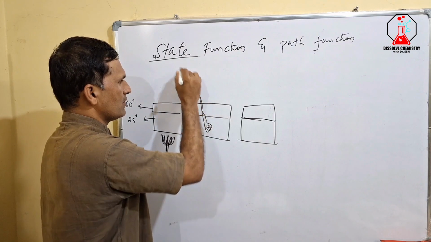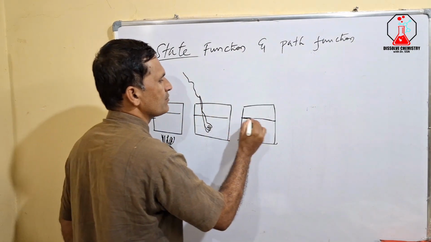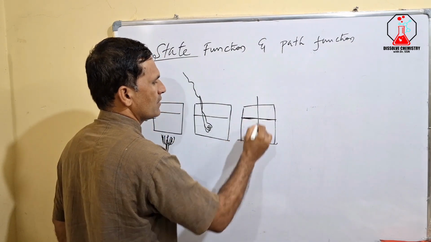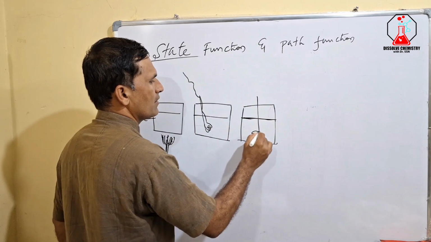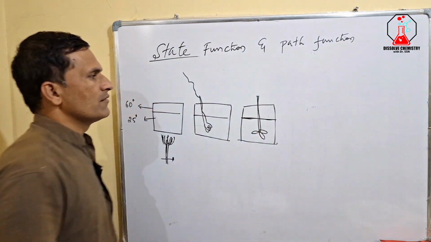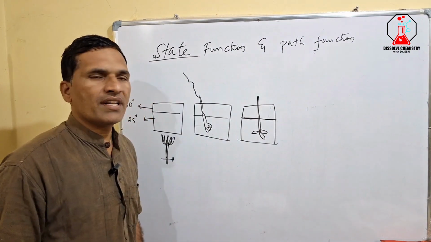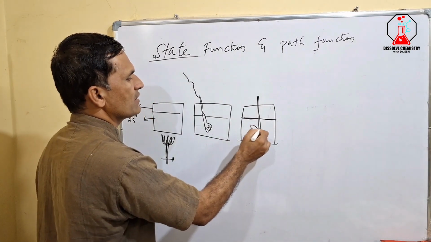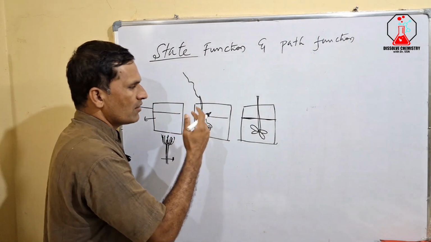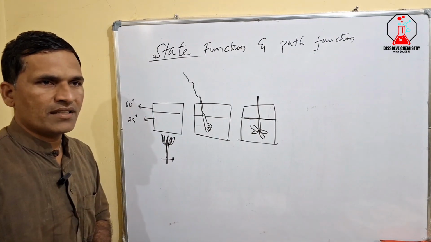Okay, and in the third one, what we will do is take a stirrer. By stirring or churning the water, we want to raise its temperature. These are the three different ways we are adopting to raise the temperature from 25 to 60 degrees Celsius.